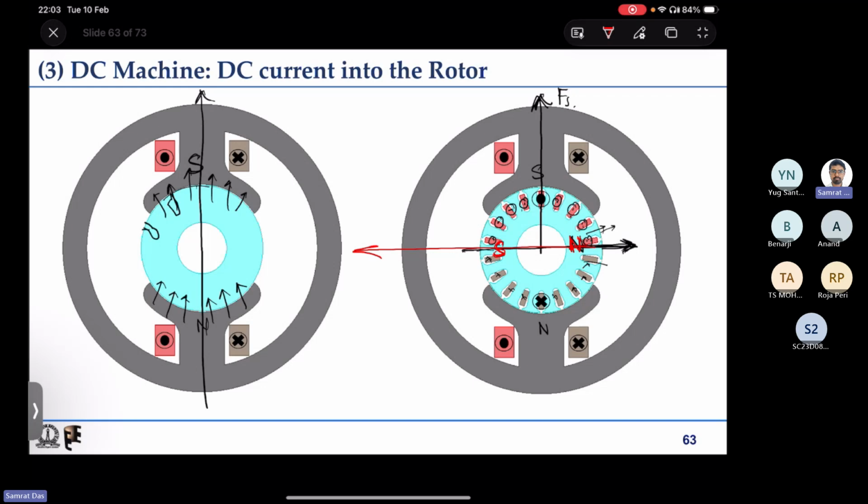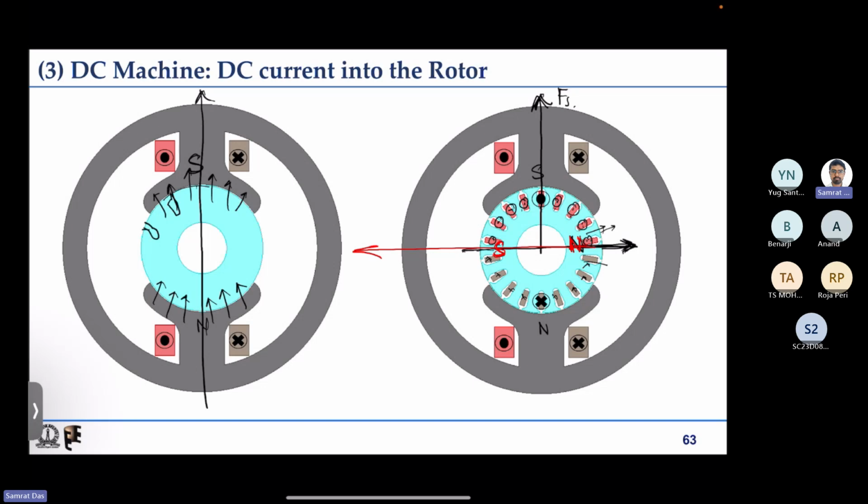So we have two magnetic fields which are basically in quadrature, at 90 degrees with respect to each other. Then will there be torque? Yes, there will be torque, and it will rotate in some direction. So we could have torque production. But what is the complication here?